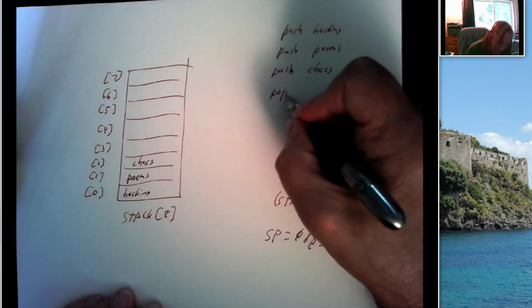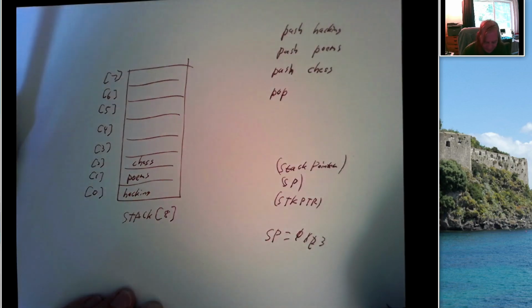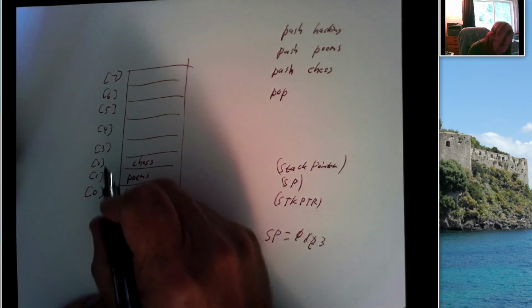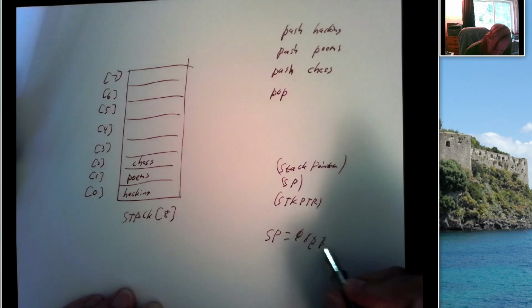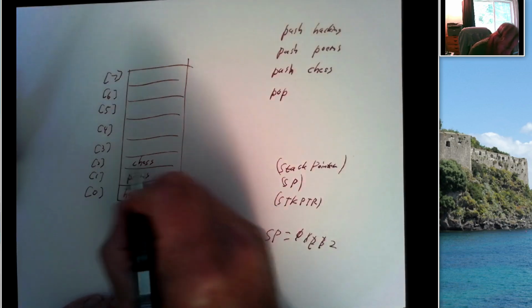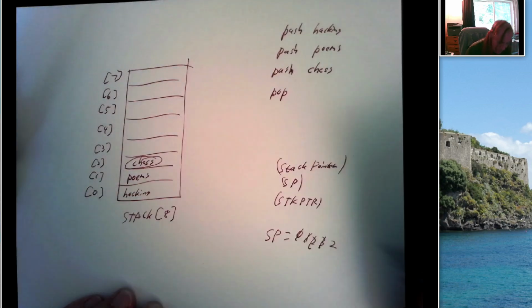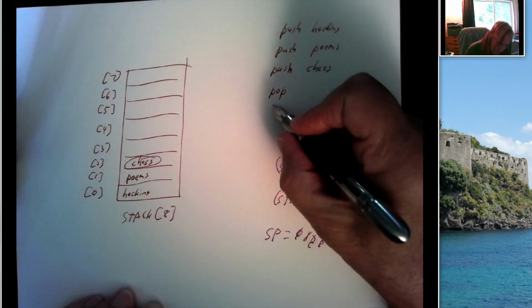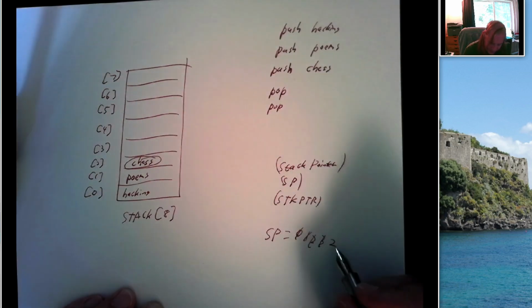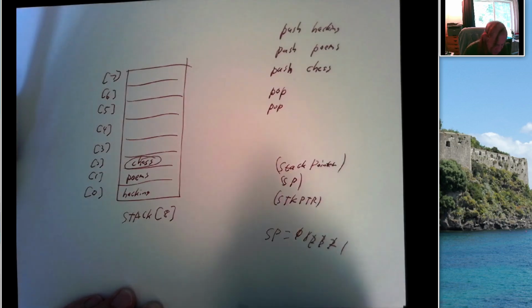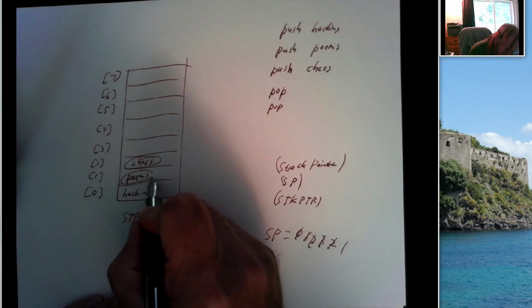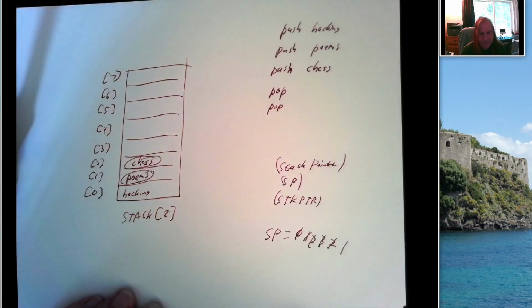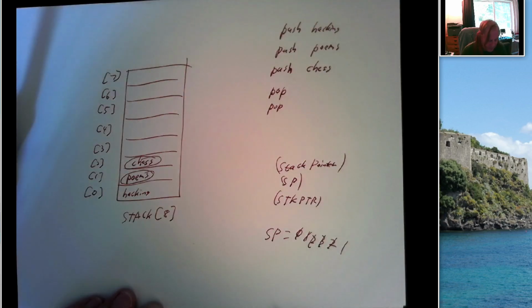Now if I say pop, how do I find the last thing I pushed? Well, I look at my stack pointer, it's a 3. I decrement it to a 2, and I say, hey, what's at location 2? Book of chess moves, that's what I pop off the stack. If I say pop again, I take the stack pointer, subtract 1, go to my stack, look at what's stored at location 1. It's a book of poems. That's what I pop off my stack.